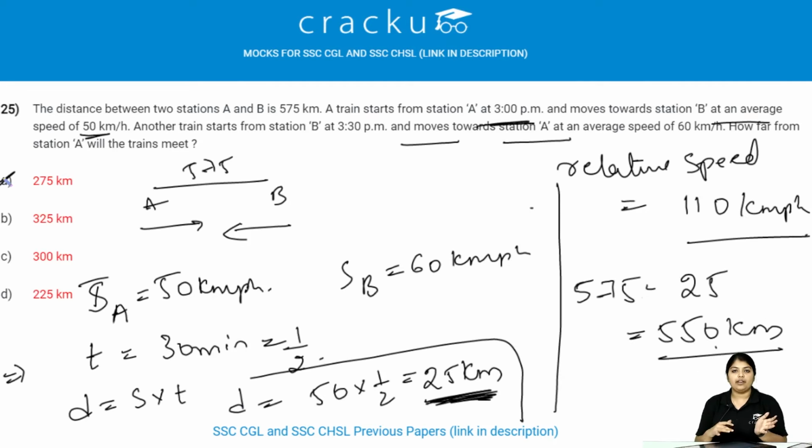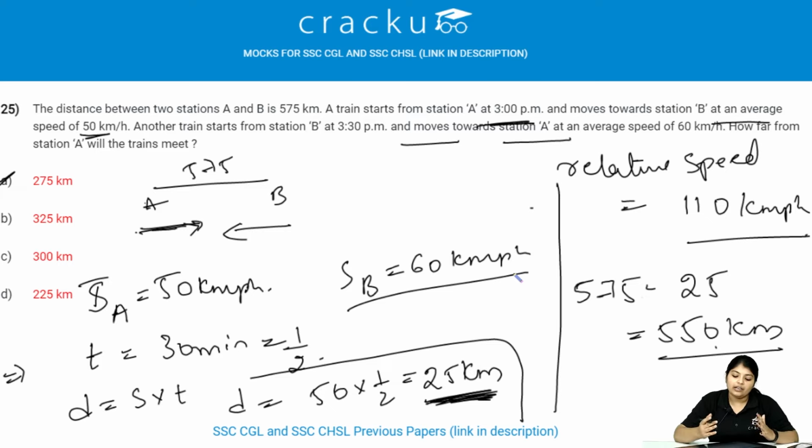Now I will explain you again for your clarity. See, the distance between two stations A and B is 575. A train starts from station A at 3 o'clock and moves towards station B at an average speed of 50 kilometers per hour. So let us say SA is equal to 50 kilometers per hour. And another train starts from station B towards station A with an average speed of 60 kilometers per hour. SB is equal to 60 kilometers per hour.